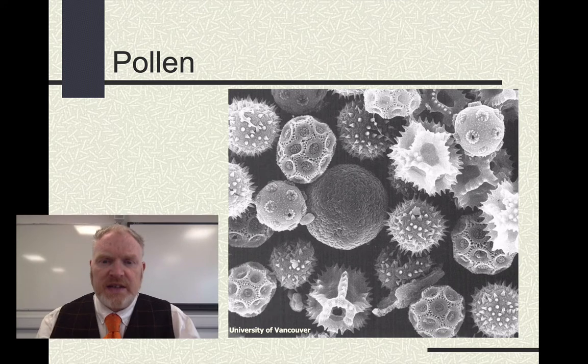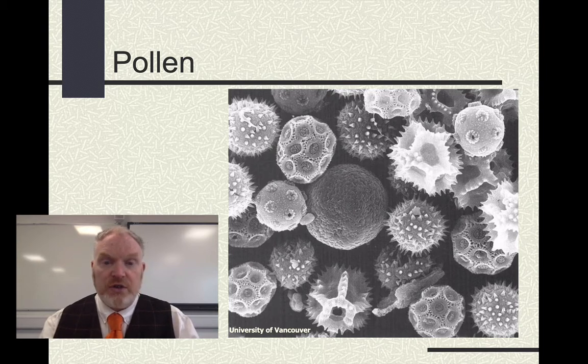This is a scanning electron microscope image of pollen grains. They are extremely small and they're remarkably robust things. The only thing really that destroys pollen is oxygen. They will break down in oxygen. But if they're deposited in an anaerobic environment, they actually preserve very, very well.